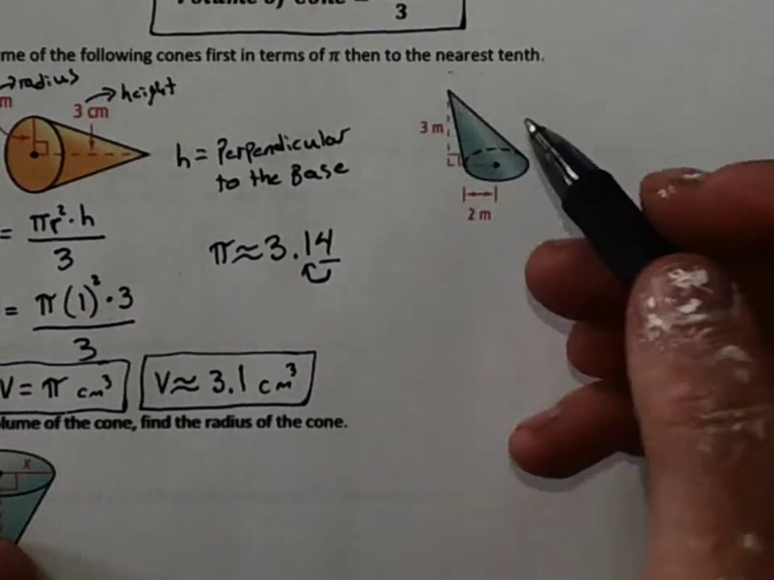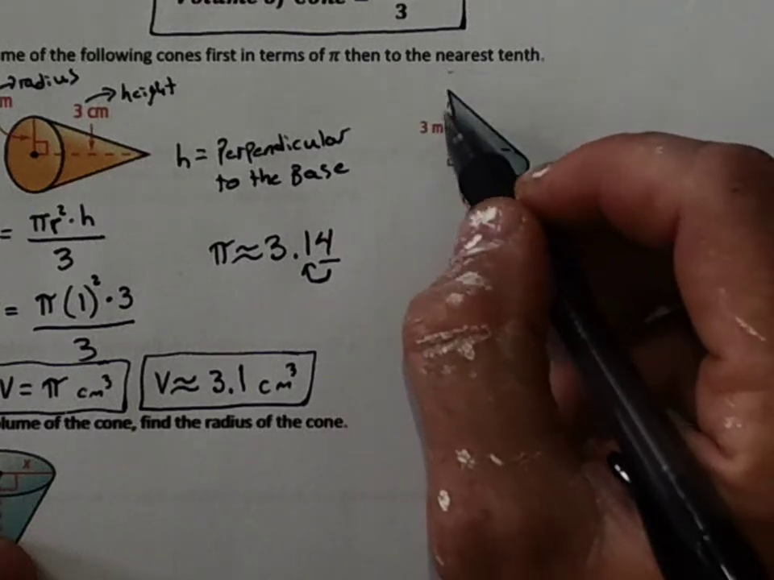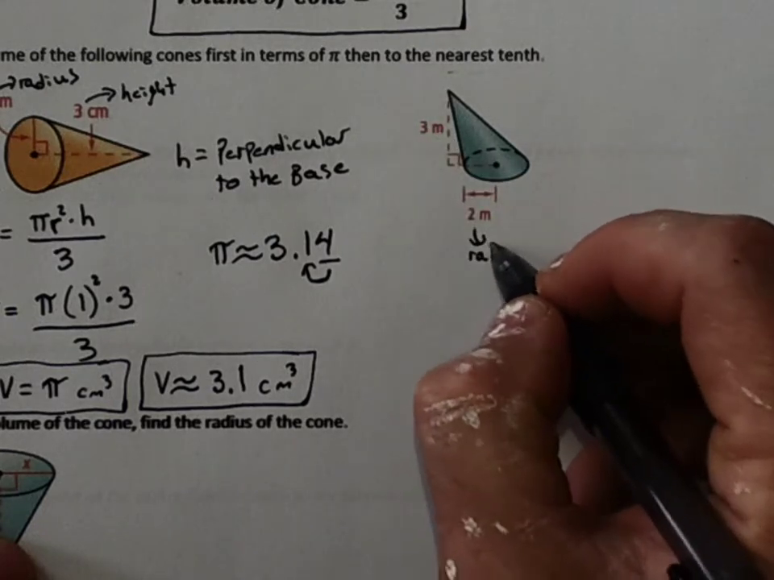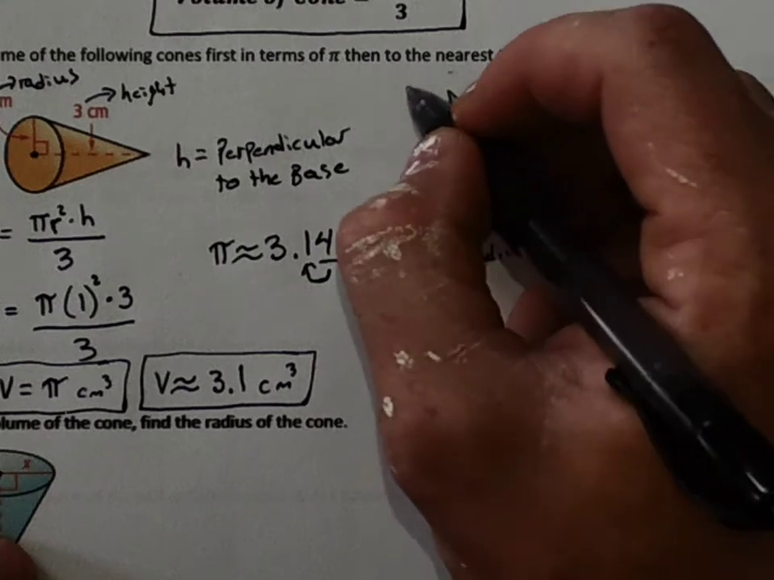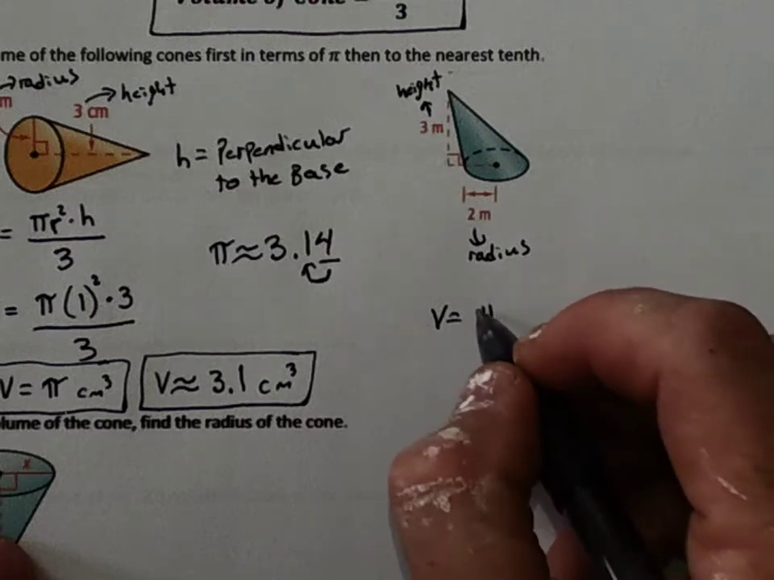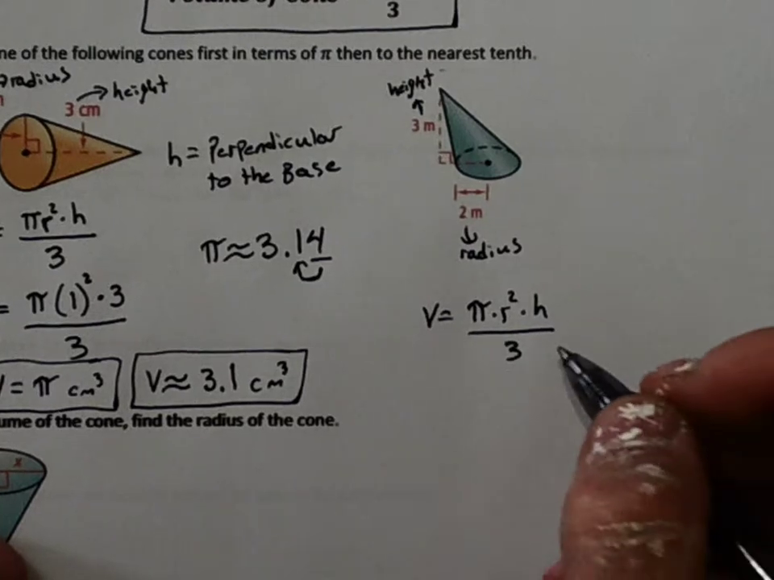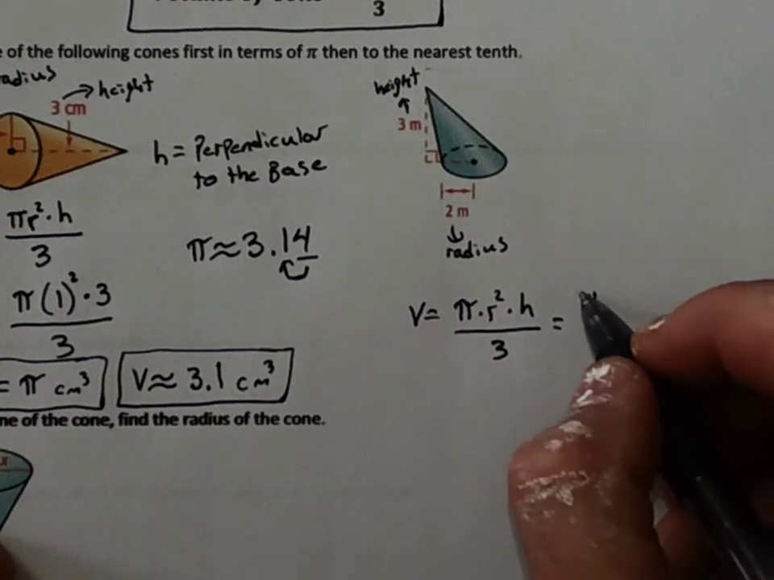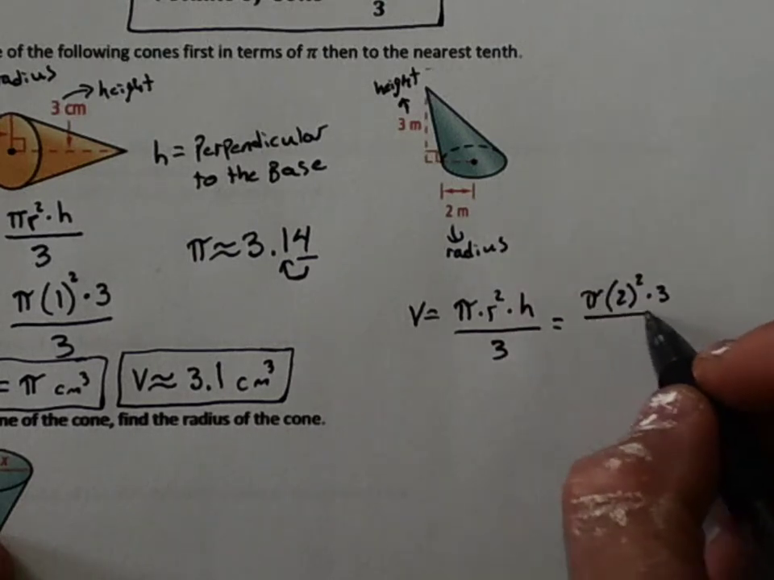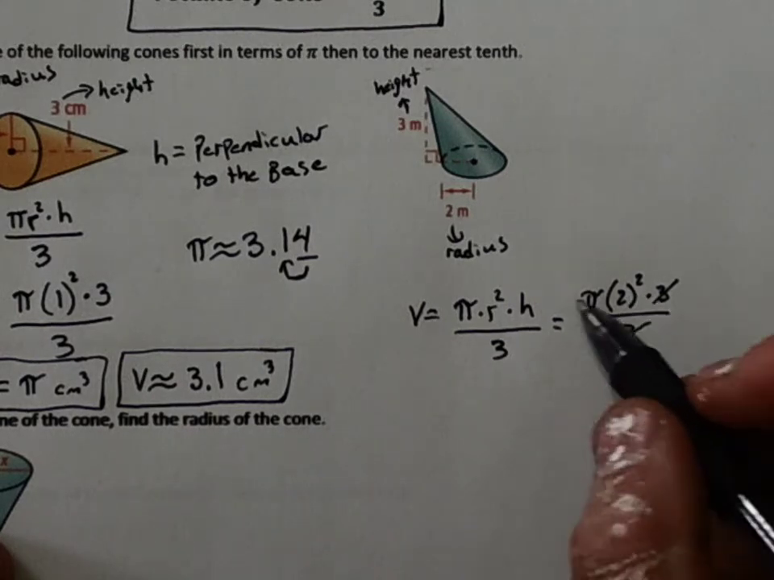So this one is a slanted cone, but that doesn't matter because it gives us what our height is. This height, which is perpendicular to the base, is 3. So this is our radius, and this up here is our height. We have our radius and we have our height. So the volume is going to equal pi times radius squared times height, all divided by 3. Which, when we plug all those in, we have pi times radius, which is 2, squared times the height, which is 3, divided by 3. 3 divided by 3 is 1. Those go away. 2 squared is 4 pi.